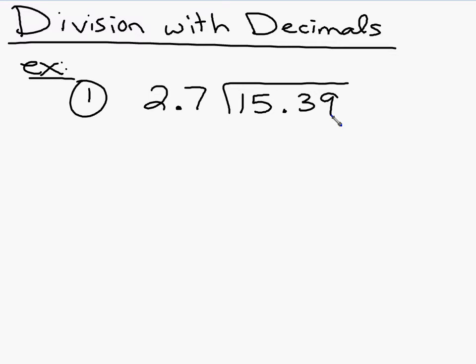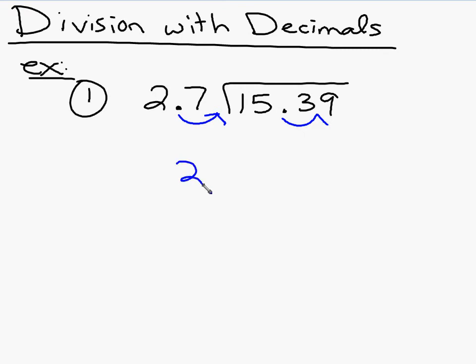Well, the first thing you notice is that we have a decimal on the outside that we need to deal with. So here's how we deal with it. We cannot divide by a decimal on the outside, so we make it a whole number by moving the decimal. If I move it one place on the outside, I need to move it one place on the inside. They have to match. So let's rewrite this problem now.